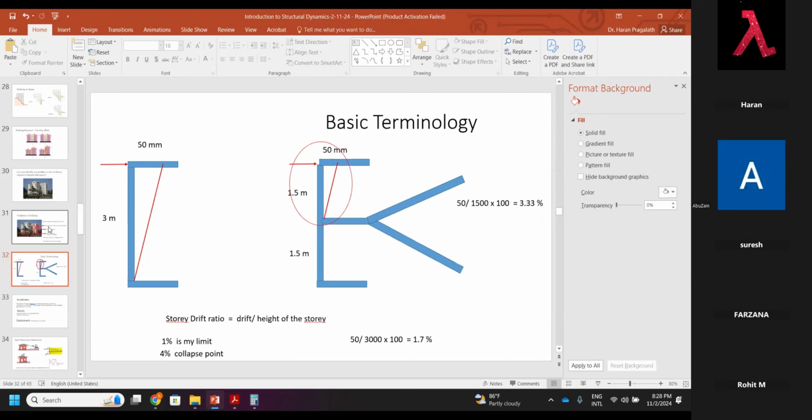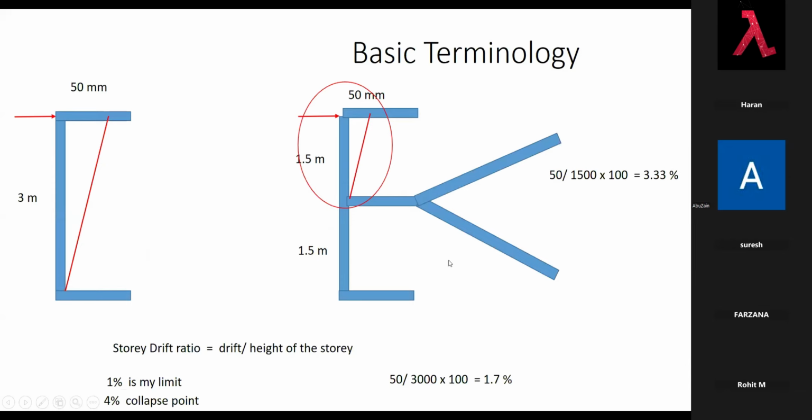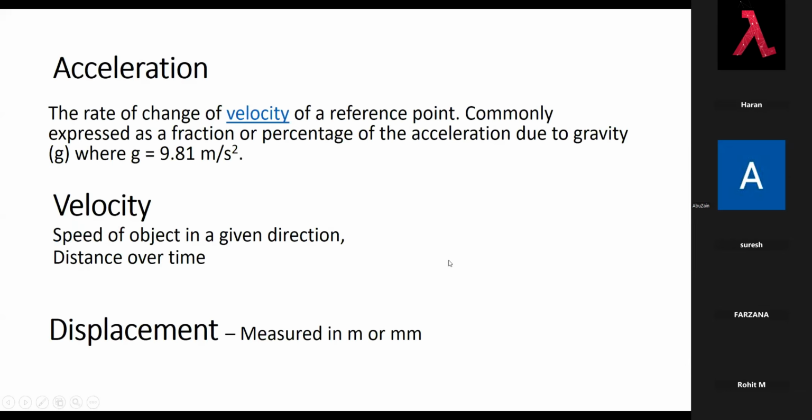I'm happy. So we'll go back to our basic terminology. I'll just make this full screen. We'll go from starting. From starting, what is displacement? We call it a deflection. Deflection is how much it has moved from my previous place. We usually measure this in mm or meter in SI units.